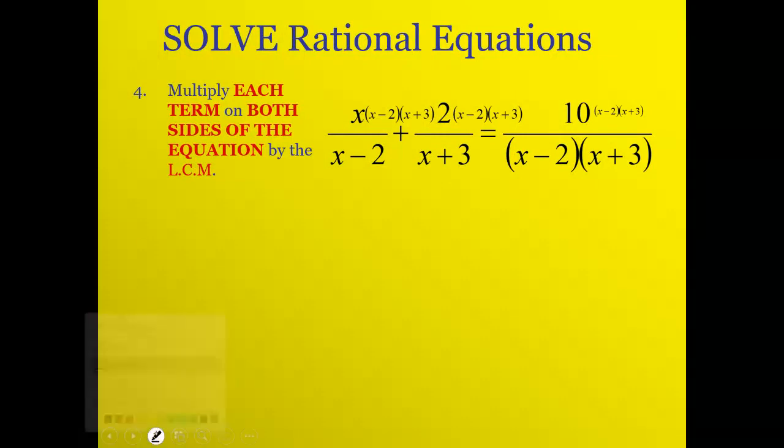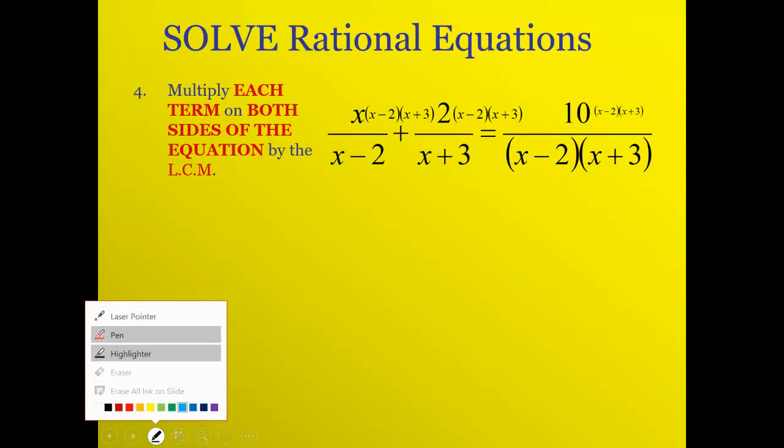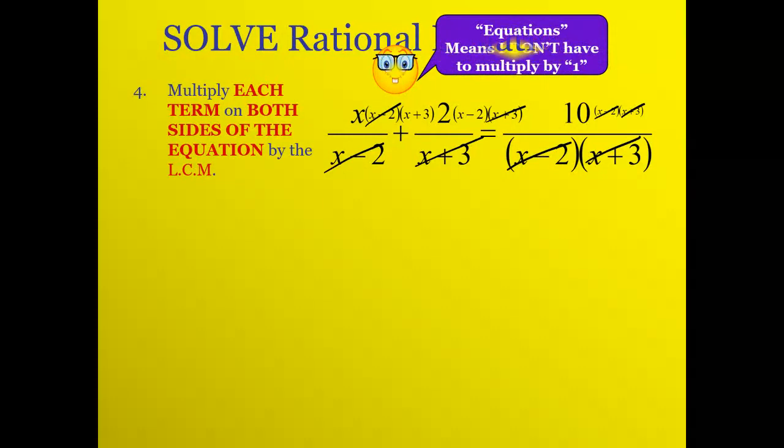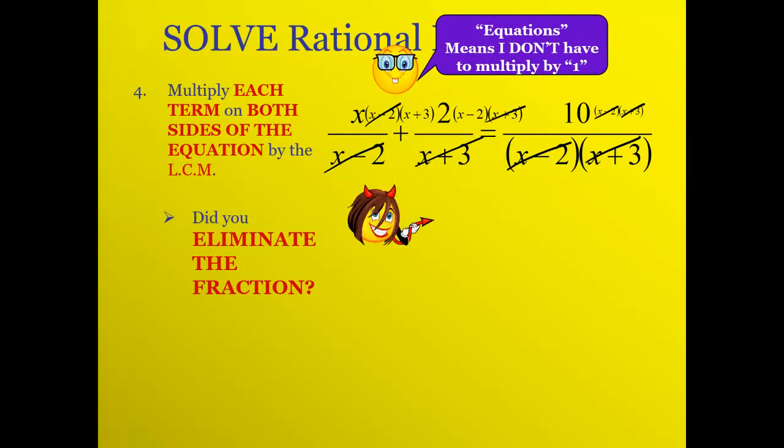So what's going to happen? I said I was going to eliminate it. Well, these are going to cancel. These are going to cancel. And this is legal because I'm doing it to everything, right? It's not an expression. It's an equation. This is going to cancel. This is going to cancel. I no longer have to deal with a fraction. That's the nice part of this methodology, right? Equations means I don't have to multiply by 1. That's what it means. Did we eliminate the fraction? Absolutely, right? Went away, went away, went away, went away.